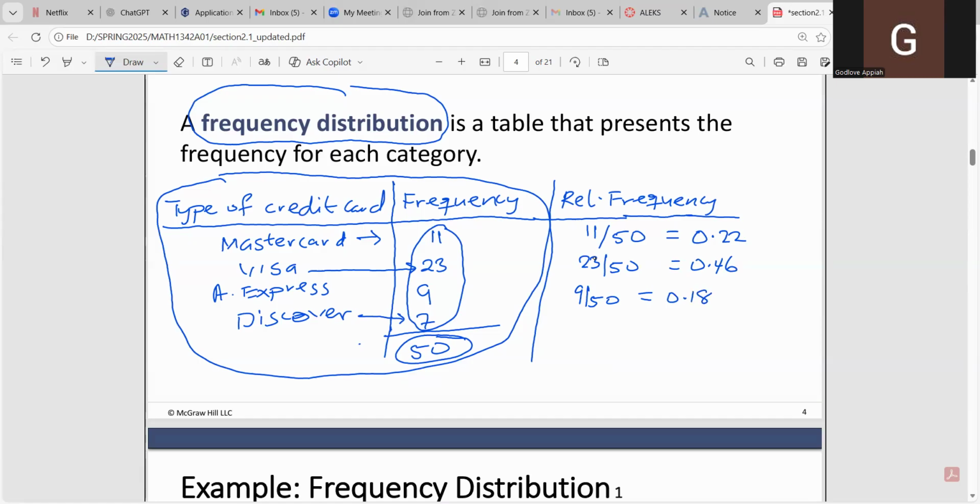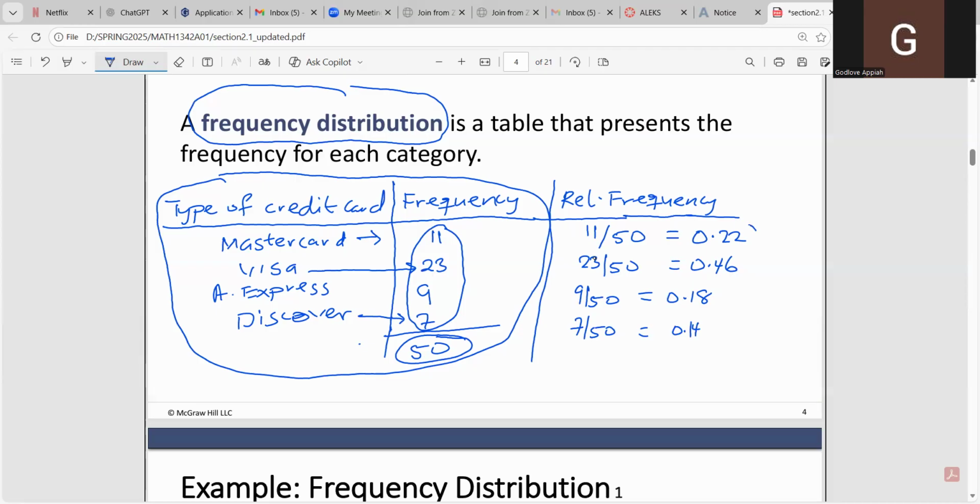And then for Discover, we're going to have 7 divided by 50, and that should be equal to 0.14 to 2 decimal places. So these are the relative frequencies of each category in this data set. And like I said, these represent the proportion of observations that fall within each category.